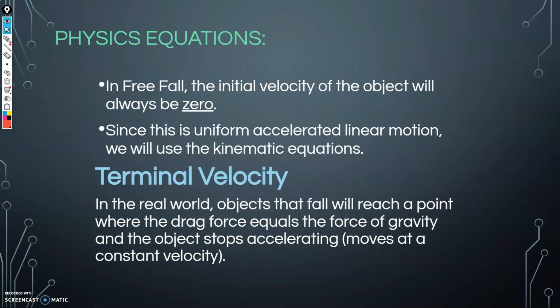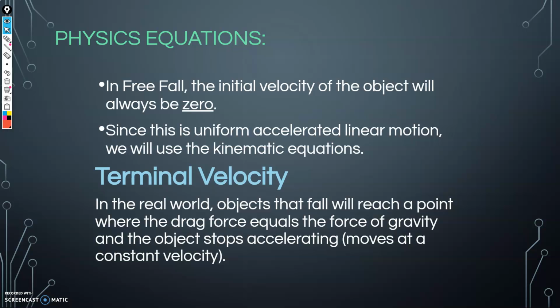And in free fall, the initial velocity of the object is going to be zero. Again, when we drop an object, we can set that initial velocity as zero by ensuring that we're not throwing the object downward or throwing it up or giving it any type of initial velocity. And since this is uniform accelerated linear motion, we can use kinematic equations to help analyze the motion and how it changes as these objects fall.